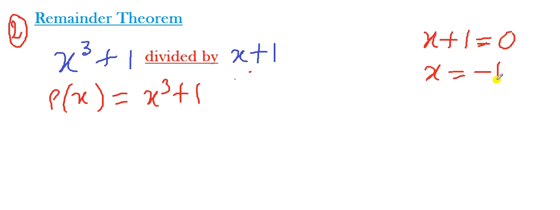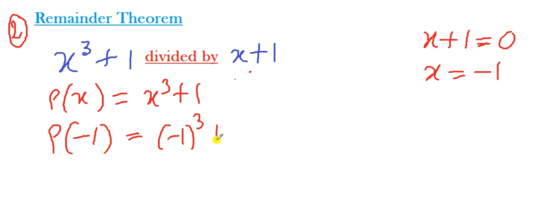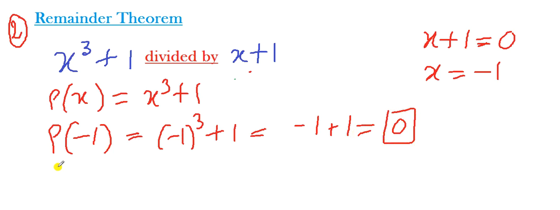Okay. Now this particular value you have to substitute in your polynomial. Basically you need to find the value of your polynomial at x is equal to negative 1. So p of negative 1, which will be negative 1 cubed plus 1, which is negative 1 plus 1, which is equal to 0. Okay, so you got p of negative 1, which is basically p of a according to the remainder theorem. It is giving you a value 0. Okay, so your remainder is 0.